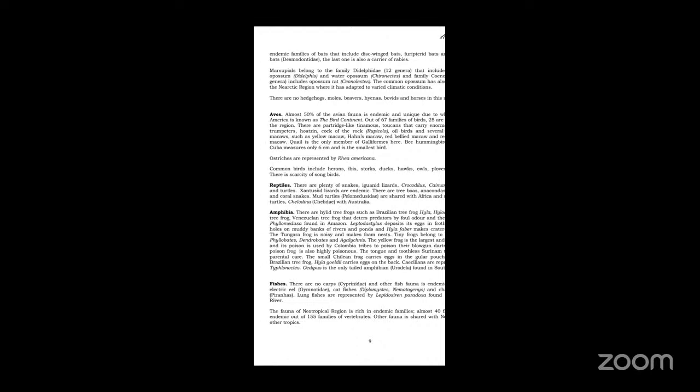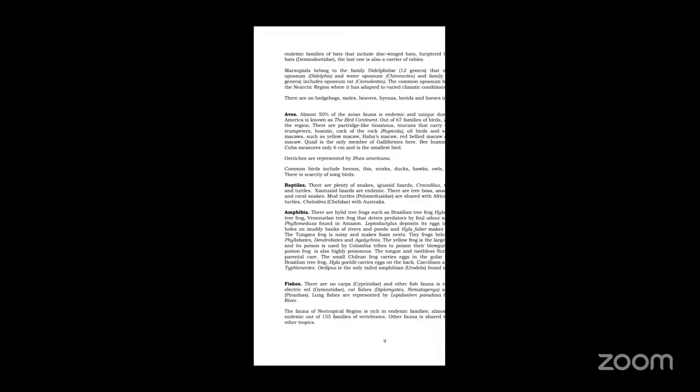Ostriches are also there, represented by the rhea, and the common birds found in other regions are herons, ibis, ducks, hawks, owls, plover, and cuckoos. So there is no scarcity of birds, we can say. This American continent region has a very good avian fauna.